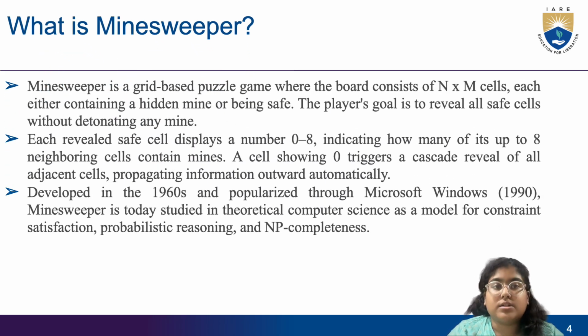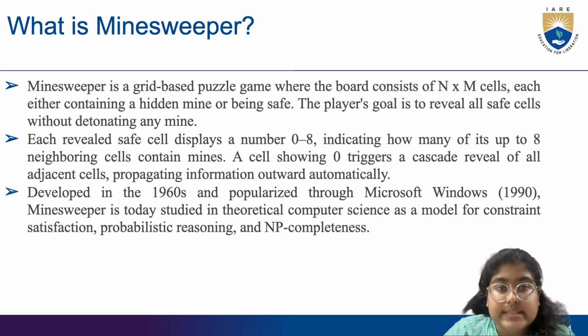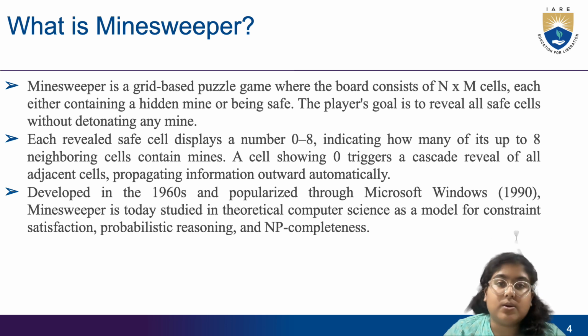Minesweeper is played on a grid of size n by n. Each cell is either safe or contains a mine. When a cell is safe, it shows a number from 0 to 8, indicating how many of its neighboring cells contain mines. If a cell shows 0, it triggers a cascade reveal, automatically uncovering adjacent safe cells. The cascading behavior is very important because it directly maps to graph traversal algorithms, which we'll discuss later.